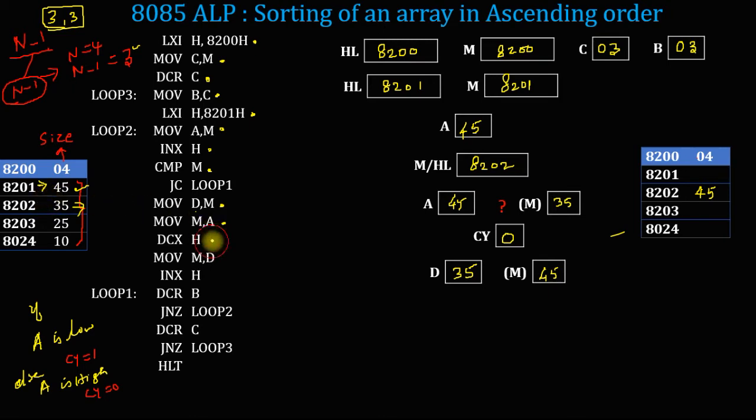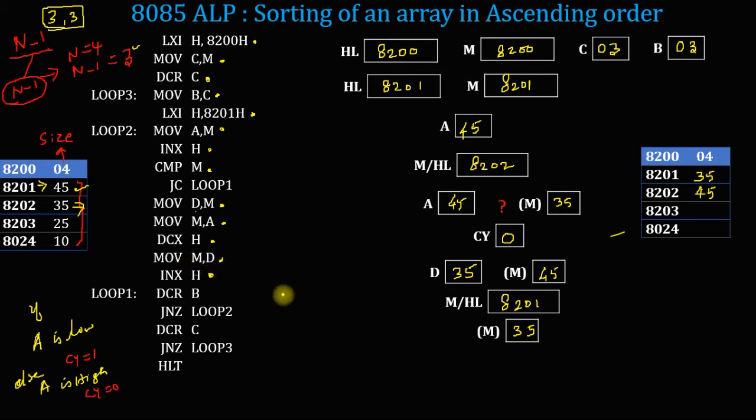Yes, of course, we need to decrement the HL register pair. By the way, we will get the memory pointer decremented also. Now you can move to the memory location. The content of the D register can be moved to this particular memory location. 35 can now be moved into this memory pointer. At 8201 itself we have completely transferred the value of the D register.